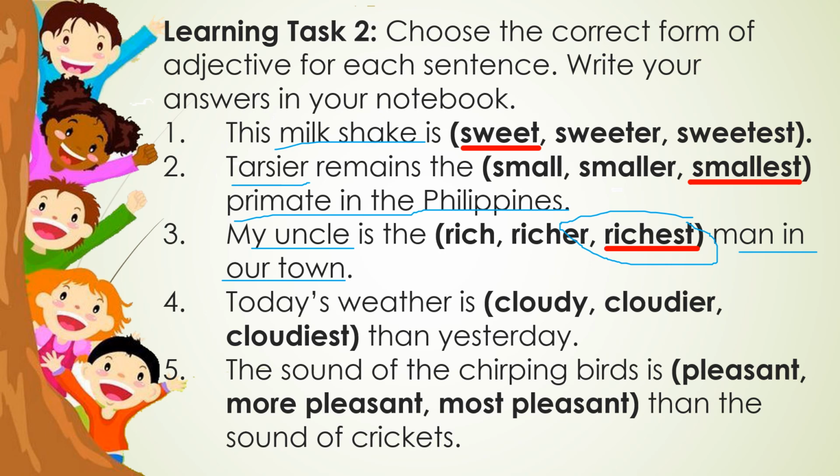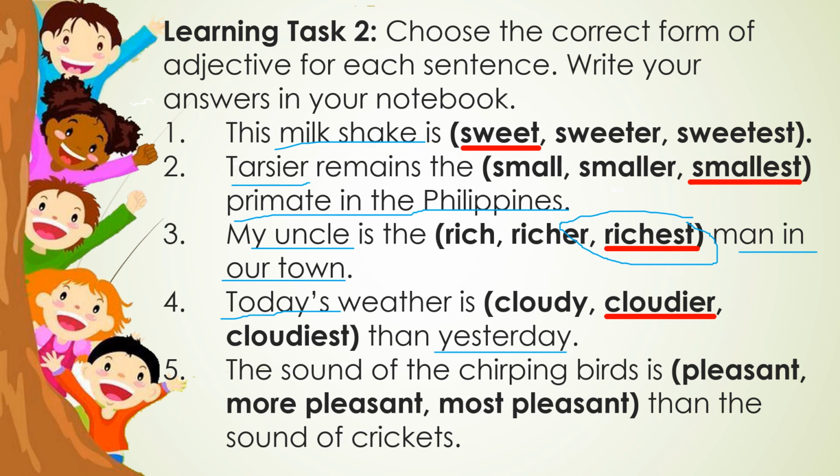So what could be the correct answer? All right, cool. So the correct answer is cloudier, because there are two things that are being compared here. So the weather today and the weather yesterday. So there are two. That means we are going to fall under comparative degree. Okay. How about number 5? Let's read. The sound of the chirping birds is pleasant, more pleasant, or most pleasant than the sound of crickets. What could be the correct answer here?